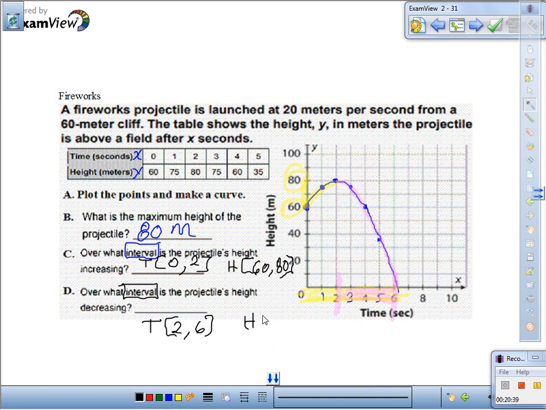And the height, when does it start decreasing? It starts decreasing at 80. And where does it stop, everyone? At 0. That is correct, because that's when the projectile is already on the floor. Hands, have you got that? Okay, good. All right, let's move on. Number 3.